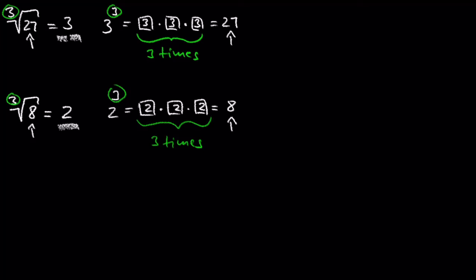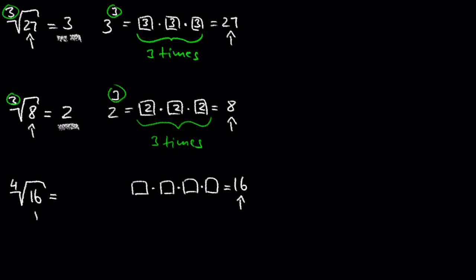Do you see the pattern? What about the 4th root of 16? In other words, what number multiplied 4 times by itself is 16? The solution is 2, because 2 to the 4th power, which is 2 times 2 times 2 times 2, is 16.